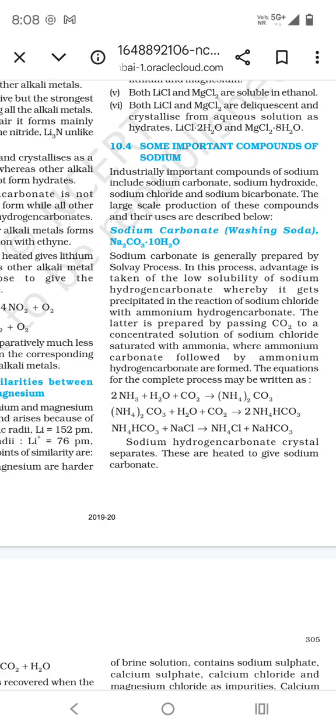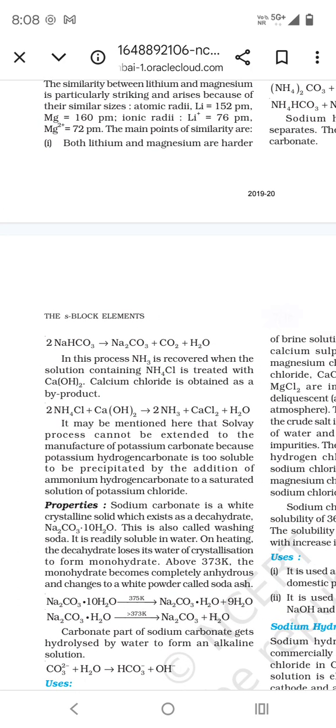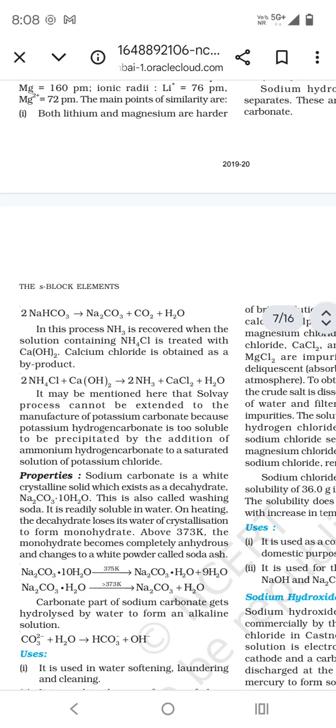In the process, advantage is taken of the low solubility of sodium hydrogen carbonate, whereby it gets precipitated in a reaction of sodium chloride with ammonium hydrogen carbonate. The latter is prepared by passing CO2 into a concentrated solution of sodium chloride saturated with ammonia. In the process, NH3 is recovered when the solution containing NH4Cl is treated with Ca(OH)2. Calcium chloride is obtained as a byproduct.